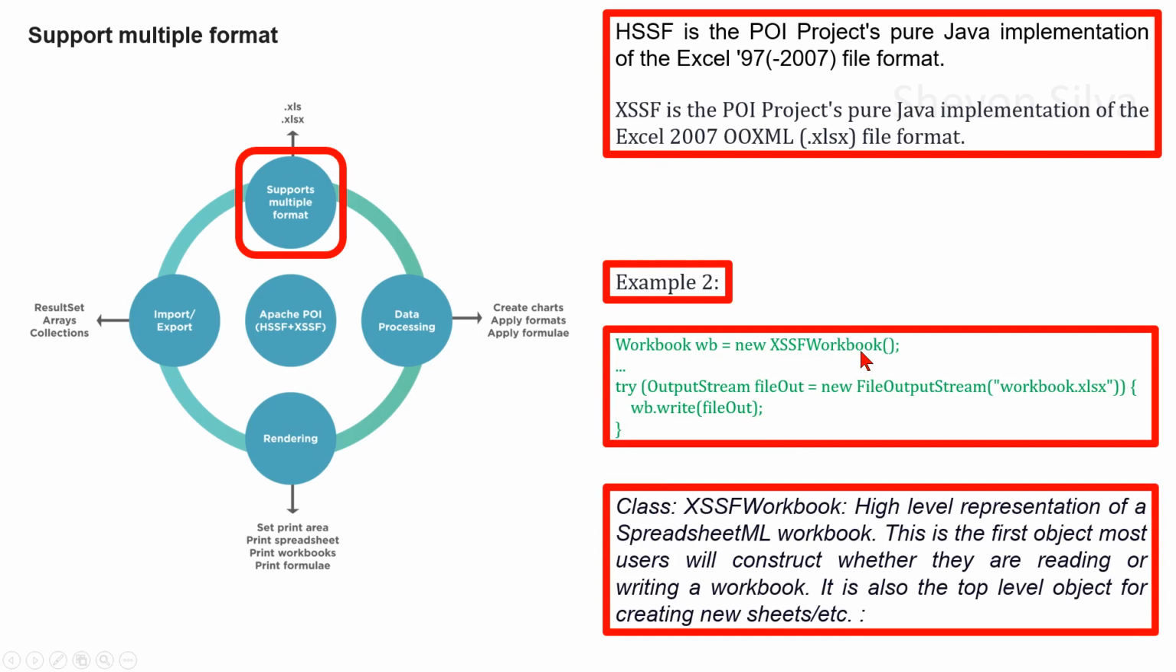As an example 2, we can consider this code segment. Here you can see class XSSFWorkbook, a high-level representation of a spreadsheet workbook. This is the first object most users will construct whether they are reading or writing a workbook. It is also the top-level object for creating new sheets, etc.